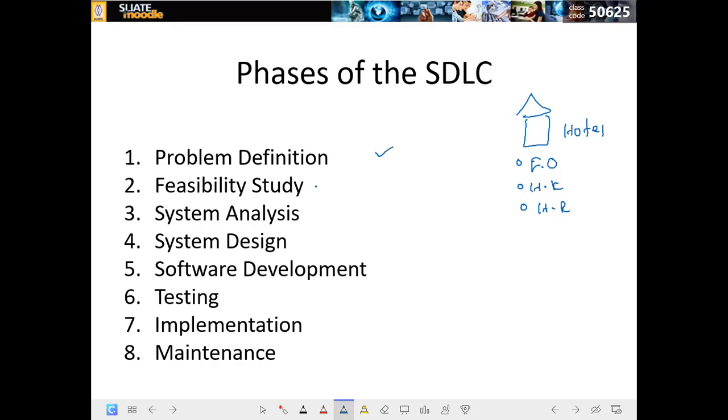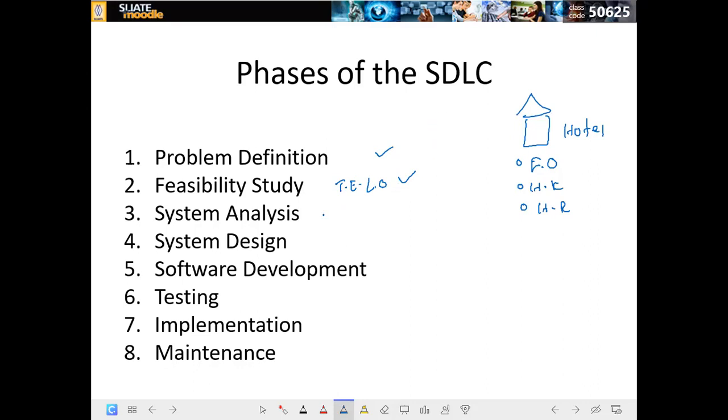Then you are going to do the feasibility study. Can you remember this one? Technical, economical, operational, right? And legal. It's easy to remember with a short word. Whether it's feasible or not under these 4 categories. Yes, it's feasible. You can go ahead. You can proceed with the new system implementation.